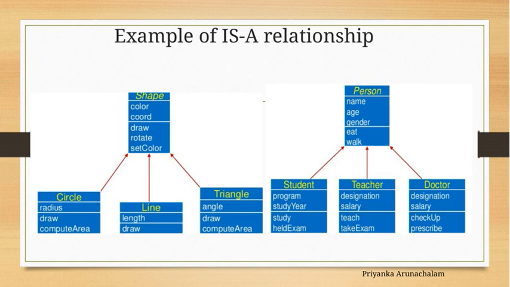Let's take a look at an example of an ISA relationship. On this slide, you'll see how this type of relationship works in practice. The key idea here is that an ISA relationship describes how one class or entity is a specialized version of another. For instance, if we have a class called vehicle, then car is a vehicle.